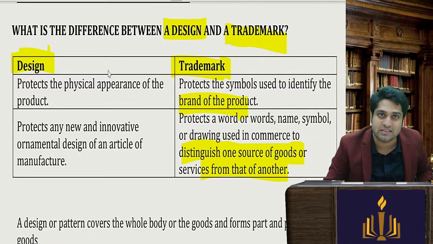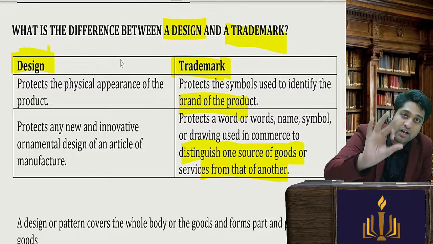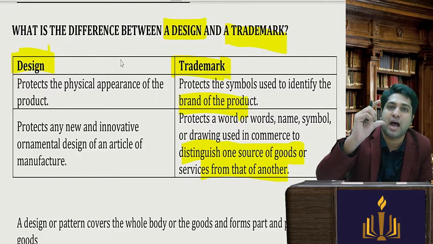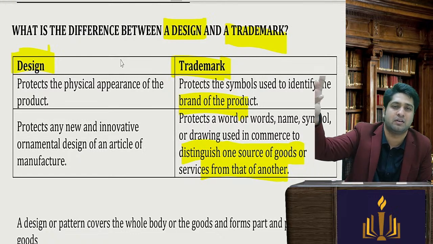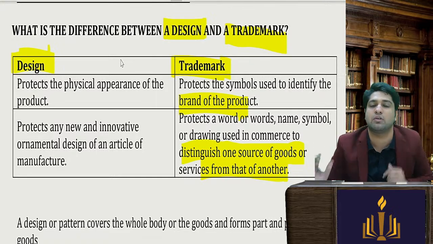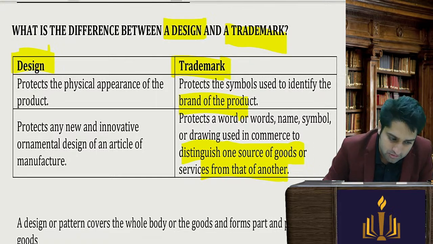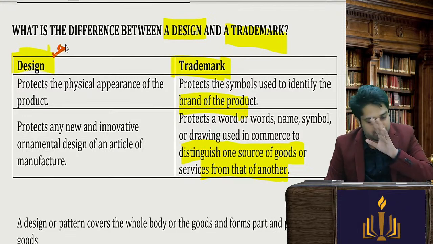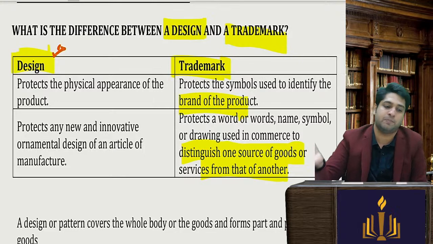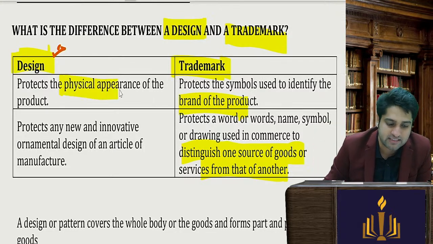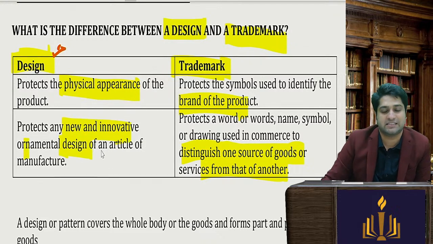Whereas in designs, we are talking of that product only and its shape. So the shape of an iPod, which was there earlier, is the shape that we are talking about. On that shape, trademark can also be put. So in designs, you can register the shape of the product, and trademark will be the logo of the product. It covers the physical appearances, protects any new and innovative design.